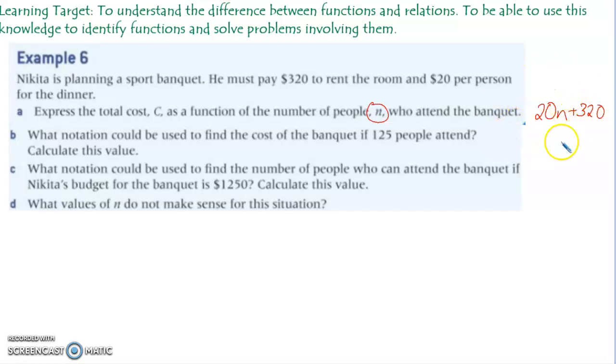Okay, so this is the general part. Now we need to make it into a function. So we would note that as C of N is equal to 20N plus 320. Remember, the C really represents kind of like the Y value here. The N is what was representing our X or our domain value. I'll finish this up in a quick video, so check that.